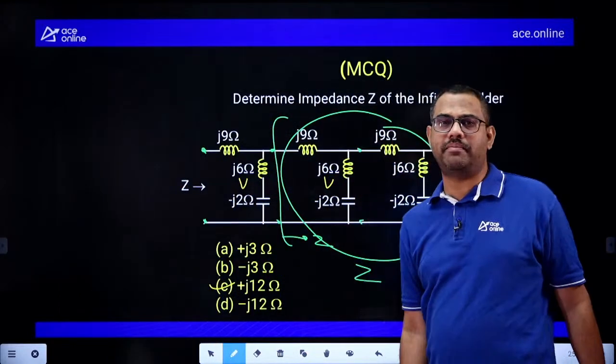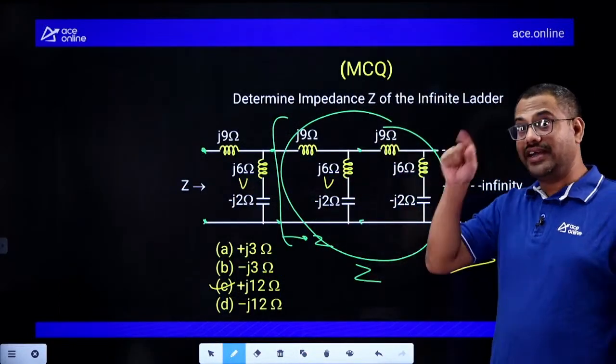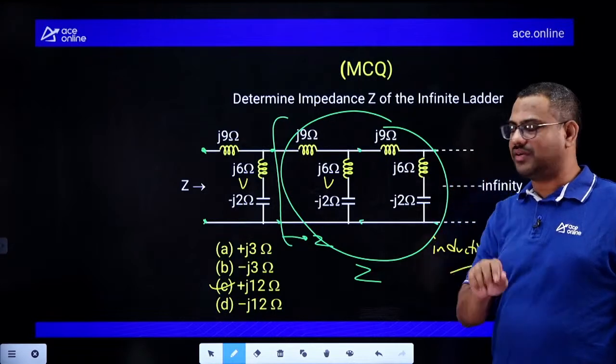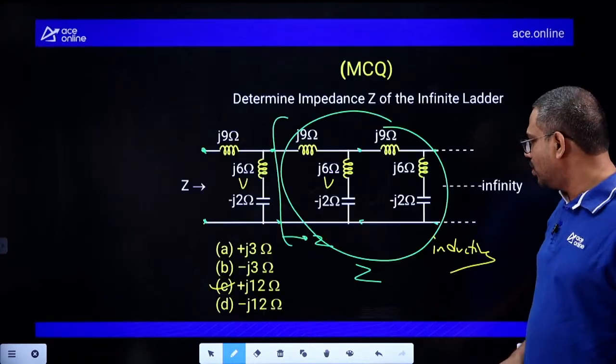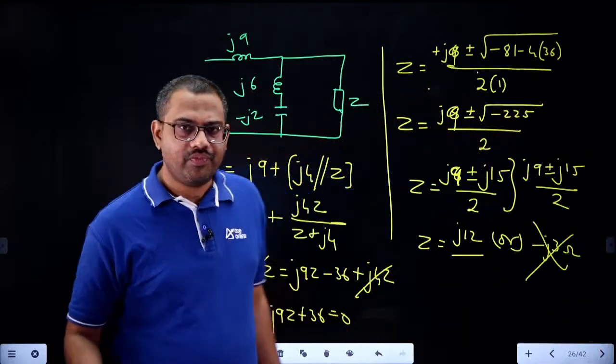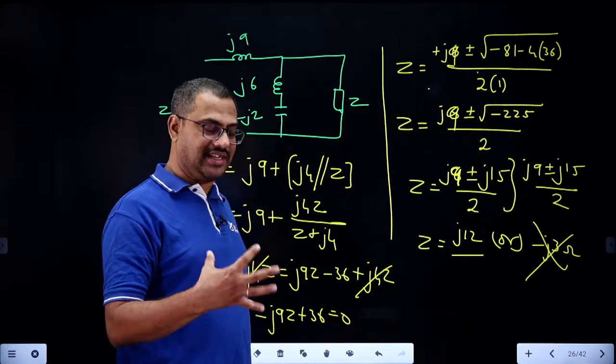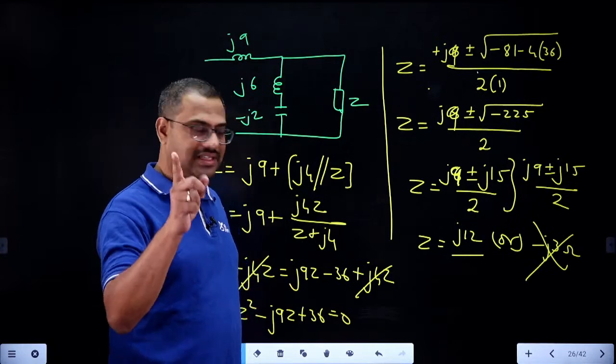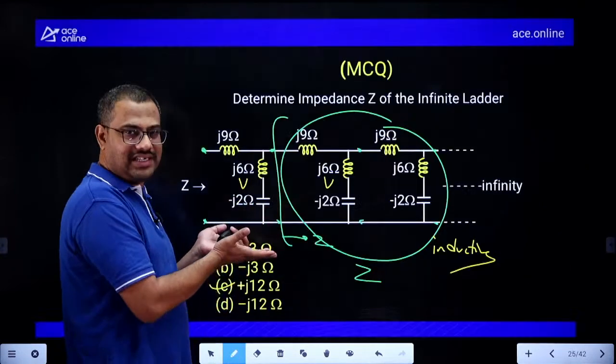So many students will be tempted to write both, thinking it is an MSQ, multi-select question. But no, sir. Though mathematically we got both answers after careful calculation, both are technically right, like positive reactance, inductive, and negative reactance, capacitive. But see, the nature of the network is inductive, sir.